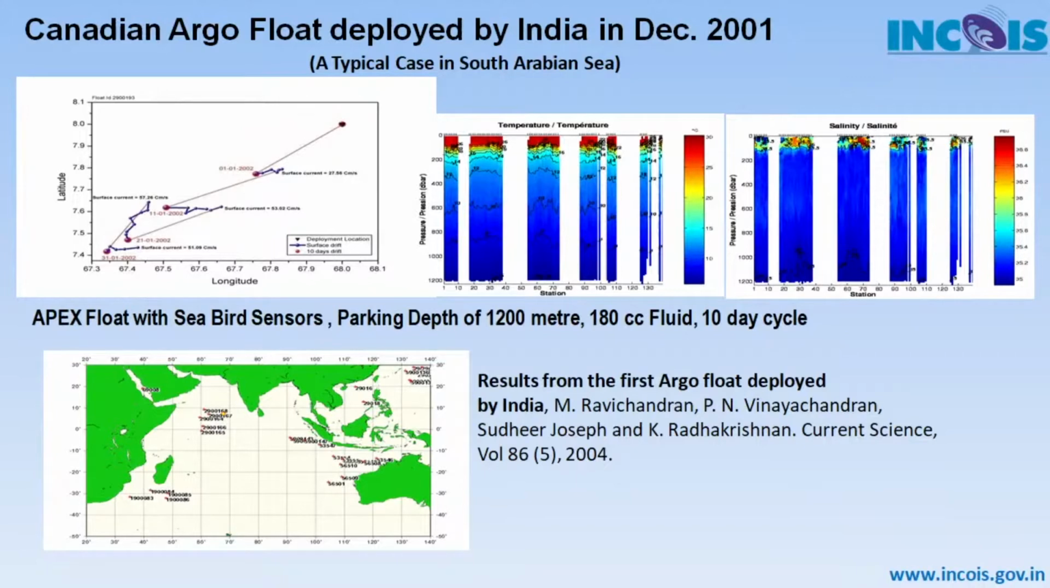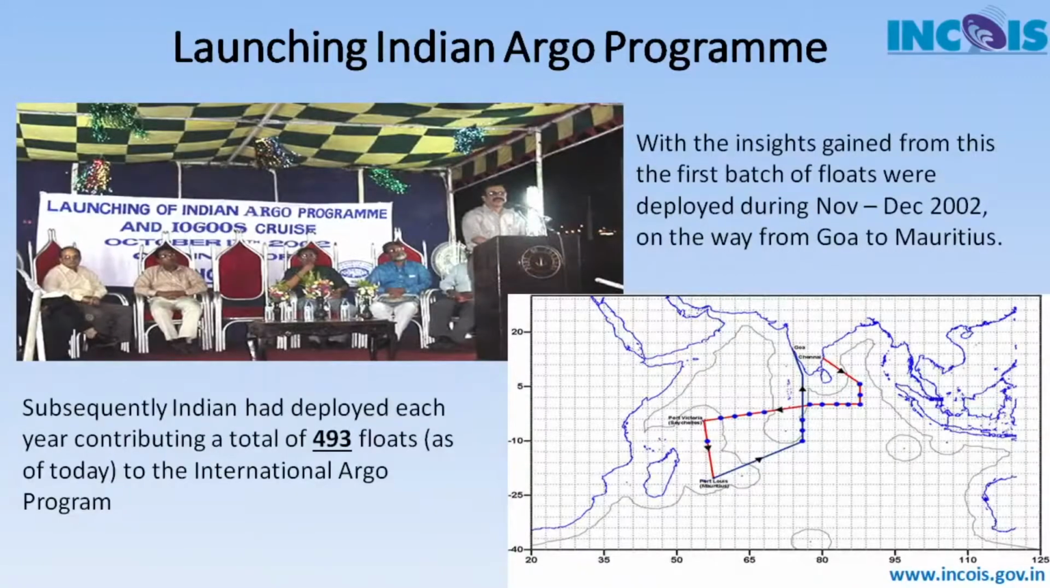So we say the float has taken summer vacations, because it never used to give data during the summer. The first set of results from this float has been published in Current Science under the title Results from the first Argo float deployed by India, wherein all the issues with this float, ballasting, data processing, QC, everything, have been highlighted.